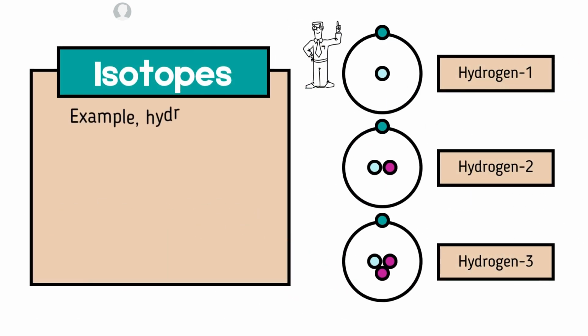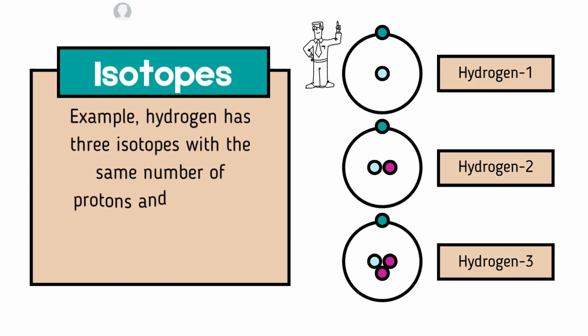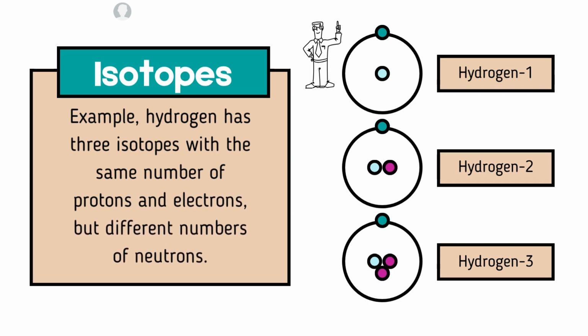Here we have an example of hydrogen that has three isotopes with the same number of protons and electrons. The electrons, I would say, are teal or darkish green, and the protons are the light blue. You can see they are the same amount each time, but the neutrons, the purple ones, differ.